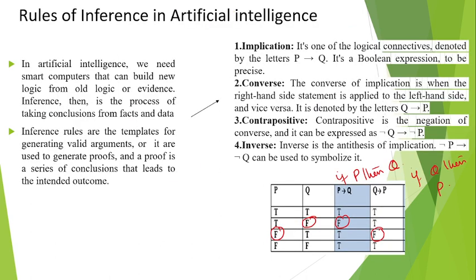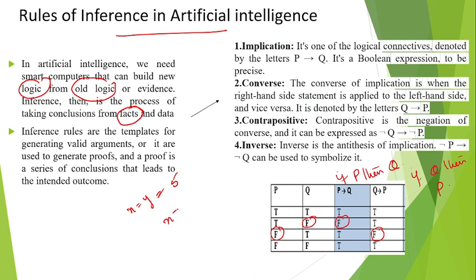Now let me see the rules of inference in artificial intelligence. In artificial intelligence, we need to have smart computers. Why do we need that? They can be built on logic, from old logic or evidence. We have to build a computer based on evidence, based on rules, based on facts. Inference rules are the templates that give you valid arguments. They are the proof based on which we can identify things. Now if I say x is equal to y, yes, x is equal to y is equal to 5, yes, both are valid statements.